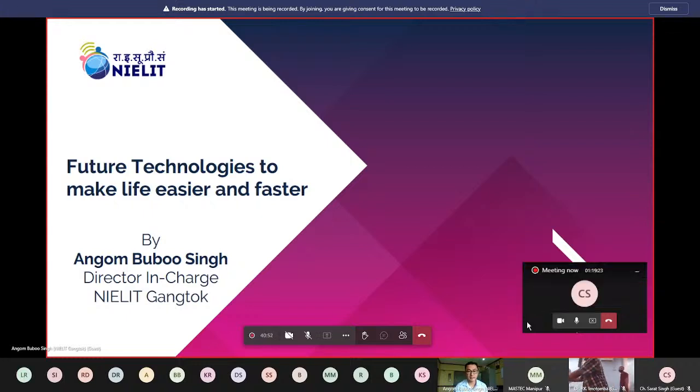Myself, Amon Bubu Singh, Director in Charge, NELIT Gangtok. First of all, I'd like to thank MASTEC for inviting me to participate in this Vigyan Utsav. Everybody is talking about future technologies, and my topic is future technologies to make life easier and faster. My presentation will be in a slightly lighter tone. I'll give only the highlights of the technologies that are emerging and which may change the future of our life.